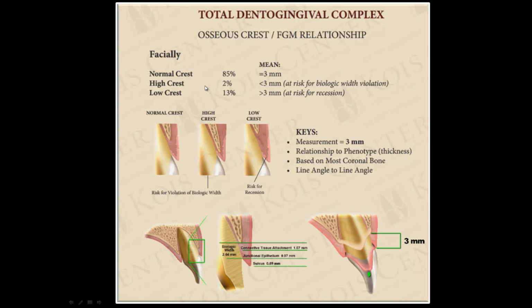The high crest, which is good for us, is only 2%, where the distance from the free gingival margin to the bone is less than 3 millimeters. And that's where we risk biological width violation. It means if we go deeper as a normal prep, we're going to violate biological width. So we have to keep those patients in consideration. The 13% is a low crest. It means the distance between the free gingival margin and the bone is more than 3 millimeters. And those people are at risk for recession.